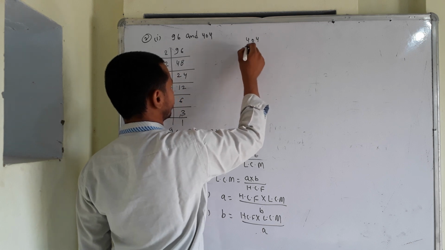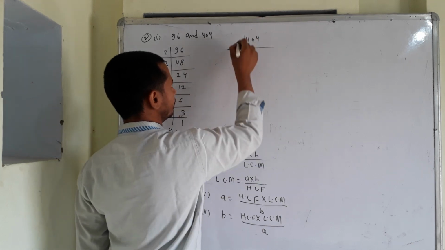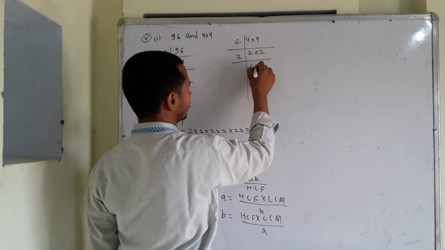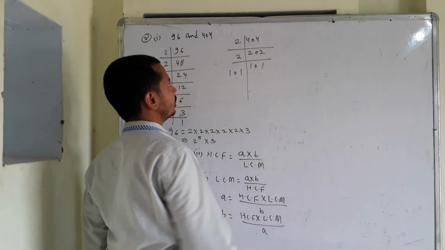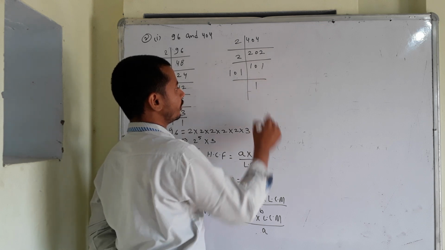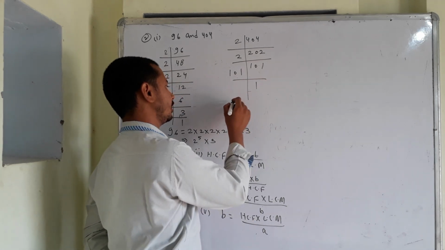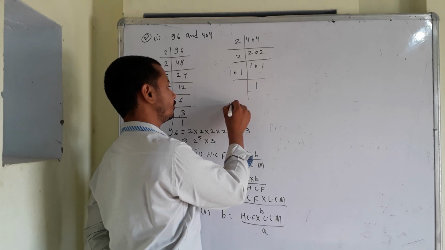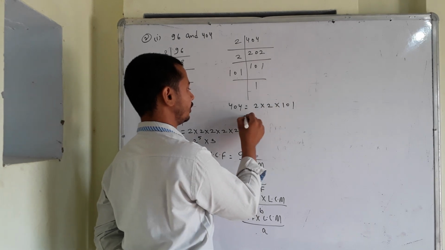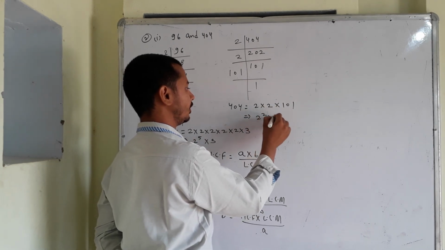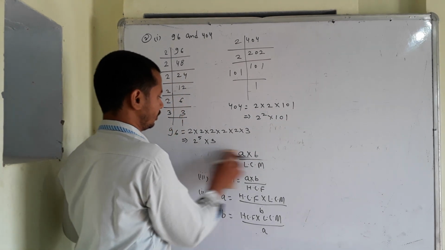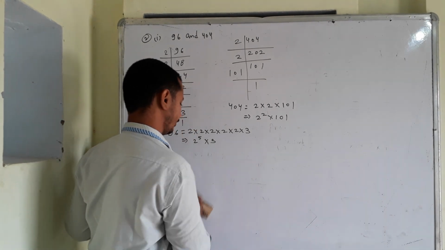404. So factorize 404 by 2, then we find 202. Again divide by 2, then we find 101. And the last factor of 404 is 101. So we find 1. Okay. And we can write 404 equals 2 multiply 2 multiply 101, and we can also write in the form of 2 square multiply 101. Okay. And the value of HCF.